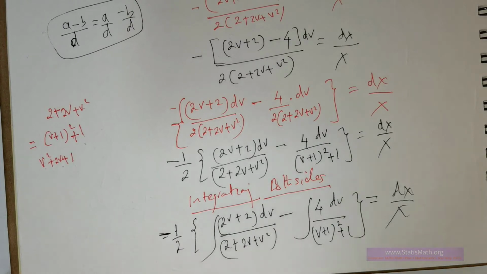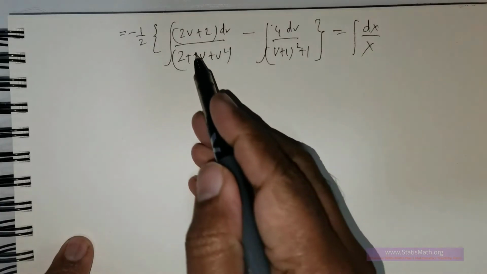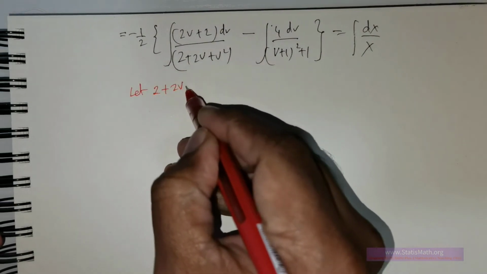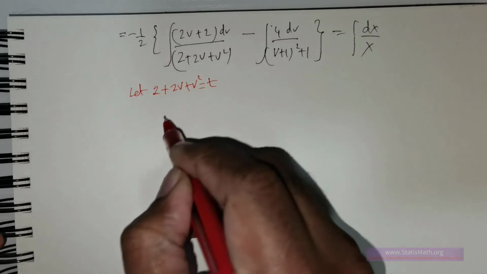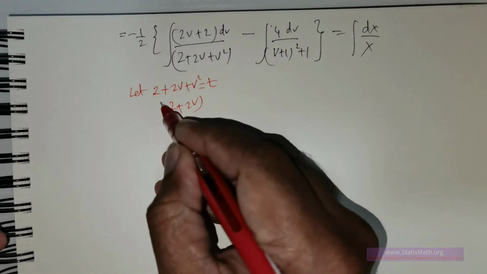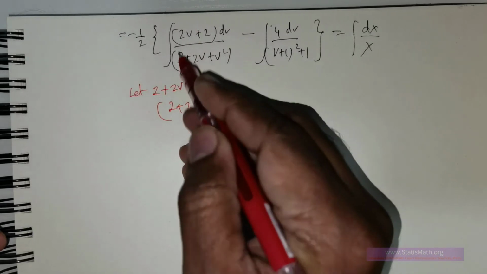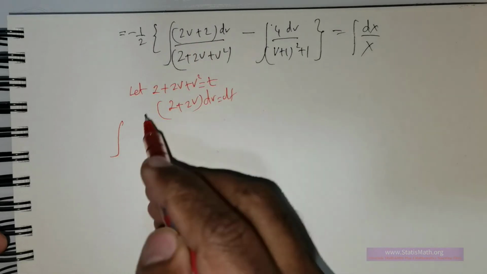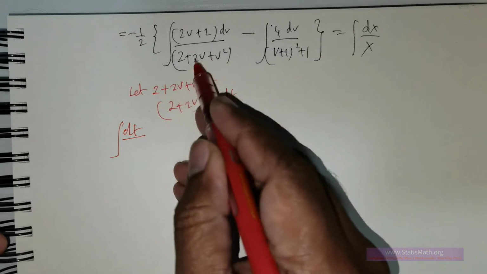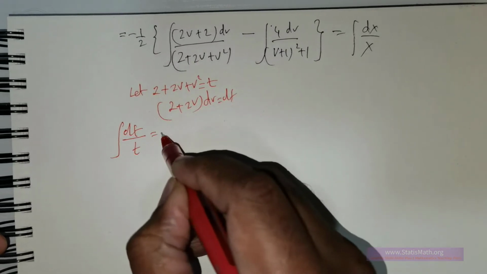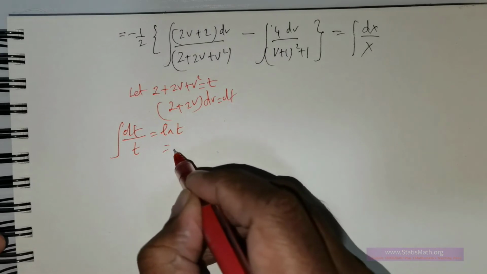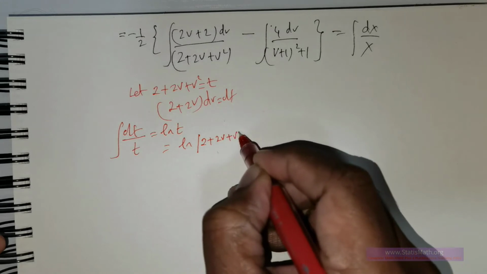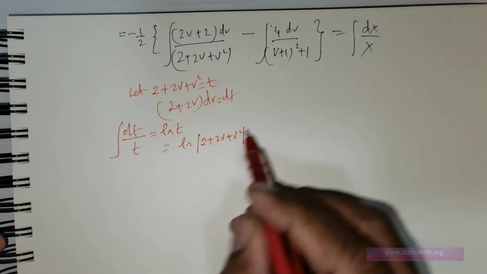So let us perform the integration here. For this quantity, let 2 plus 2v plus v squared be equal to t, then I would get (2 plus 2v) dv equal to dt. So this quantity can be rewritten as, in place of (2v plus 2) dv, it's going to be dt, divided by, in place of the denominator, t. So this will give me ln t, which can be rewritten as ln of (2 plus 2v plus v squared). So this is the value for this integration.